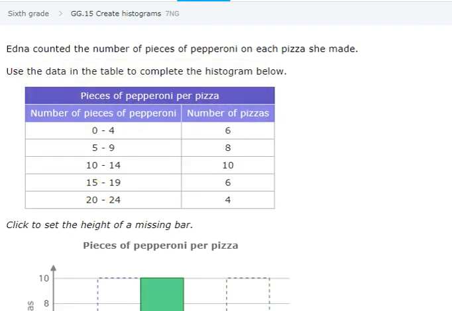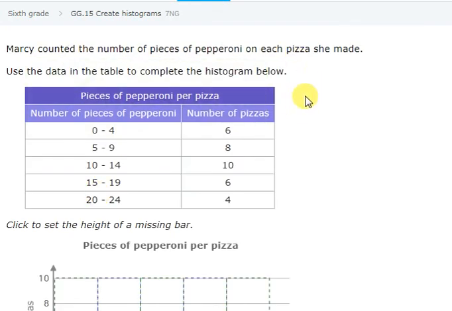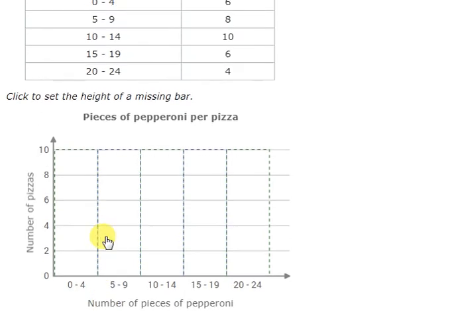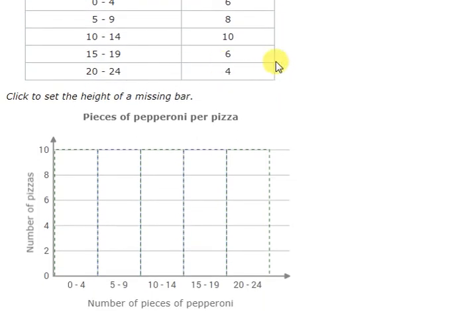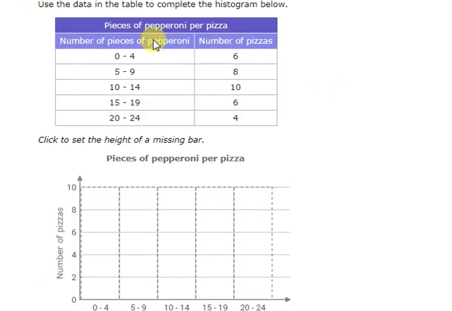That's right. Okay, now in this question all the bars are missing, but the data is given according to the frequency table, so it is very easy to plot them. So let's do this together. The first category is 0 to 4. That means there are 6 pizzas.